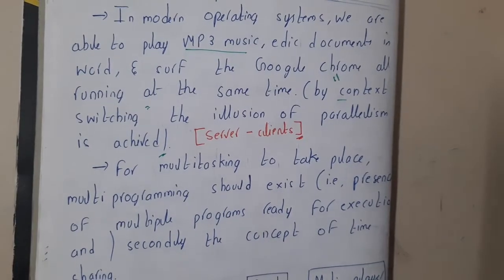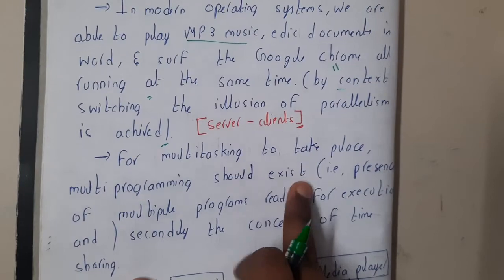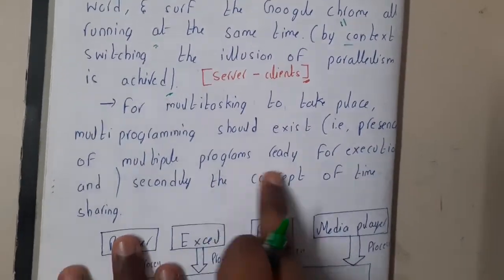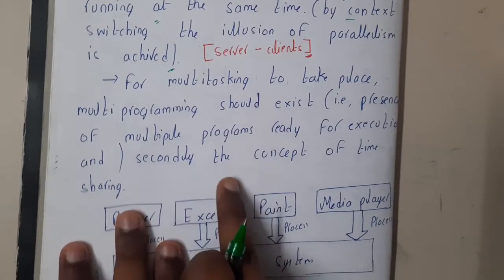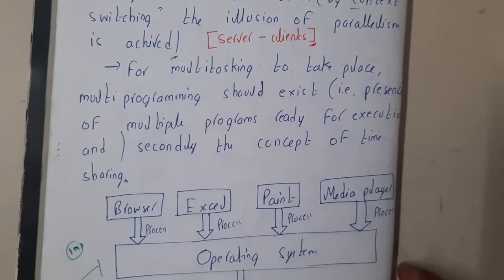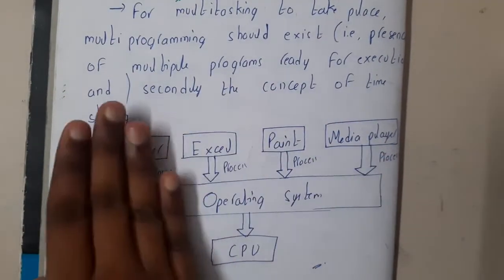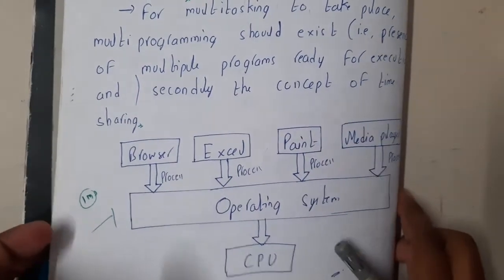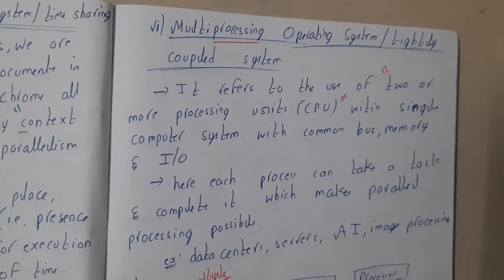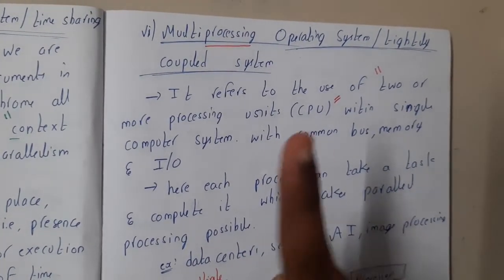So for multitasking to take place, multiprogramming should exist. Basically, multitasking depends on multiprogramming, right? That is the presence of multiple programs ready for execution, and secondly the concept of time sharing. Basically here we are sharing the time. So this is the concept of multitasking, guys. Now you are getting the idea, right? I think everyone is clear with multiprogramming and multitasking, right? In both of them, we are going to have only a single processor, guys.